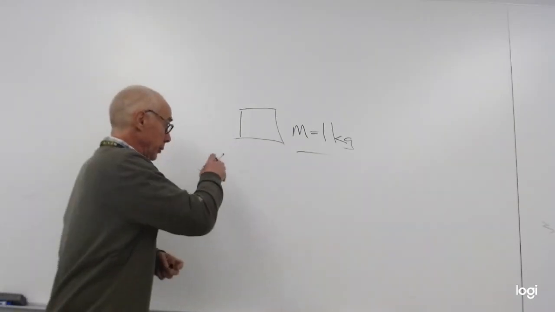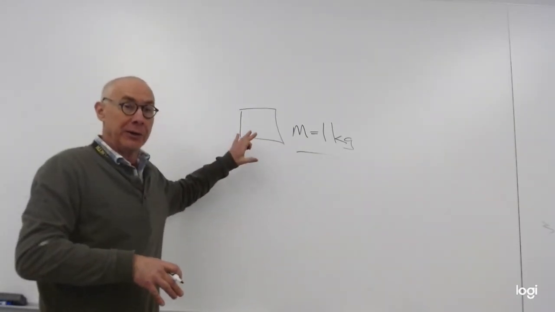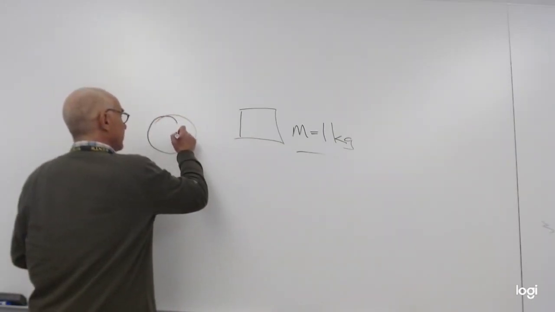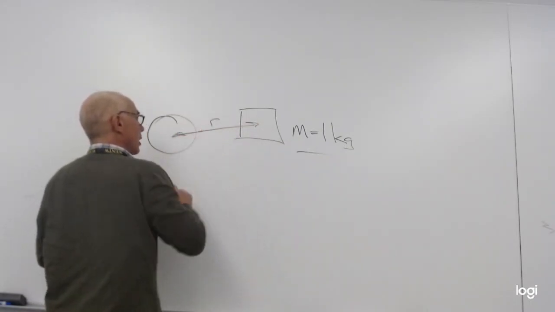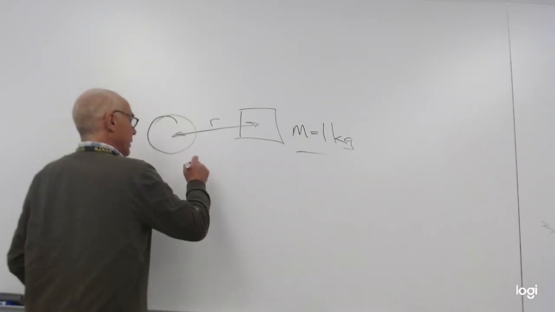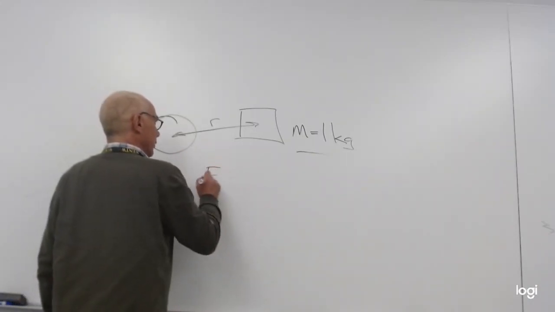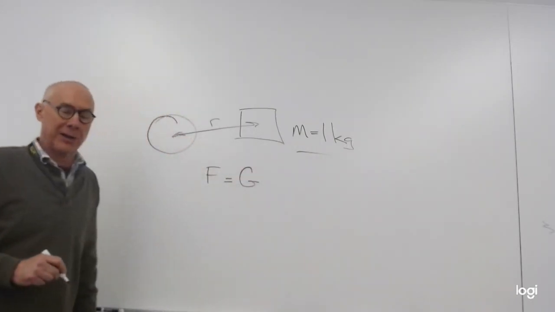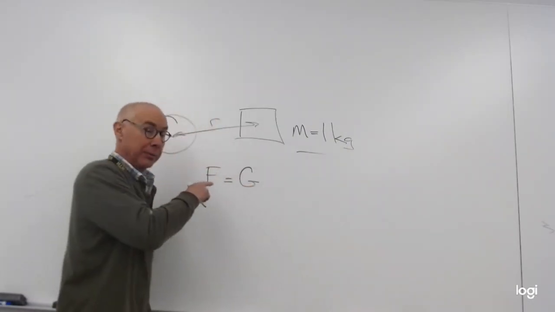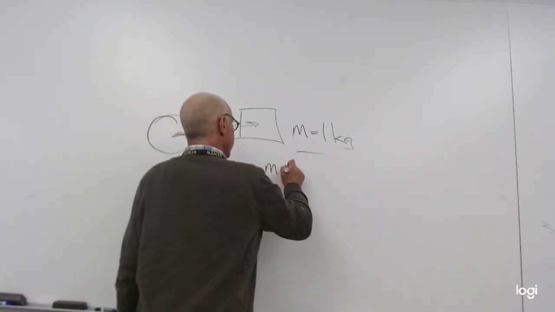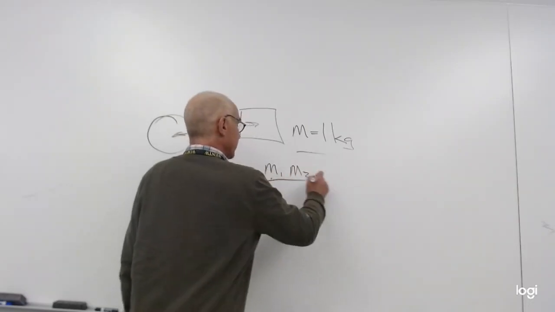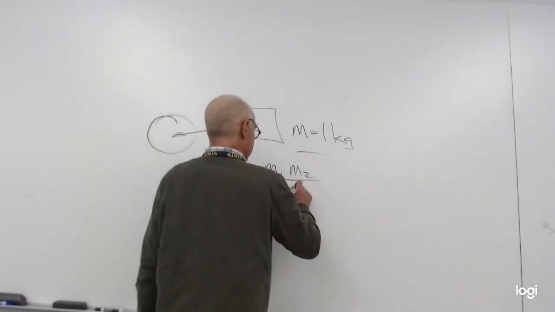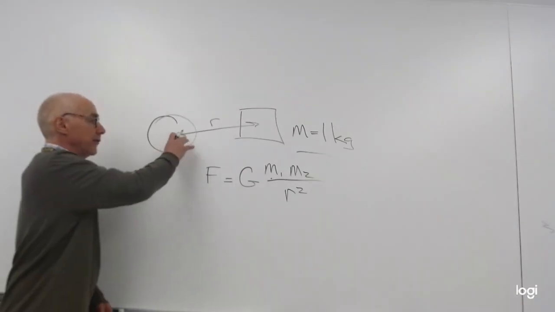However, if we were looking at the gravitational force between this box and any other object, let's say a circle here, and there's some distance between them, which we'll call r, the gravitational force between these objects is simply going to be the gravitational constant, a very small number which we'll talk about, times the product of the two masses, divided by the distance squared. That's essentially the force between those objects.